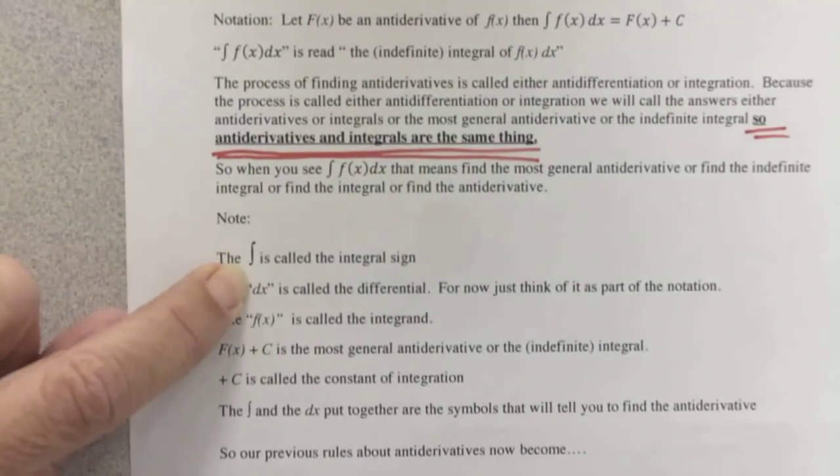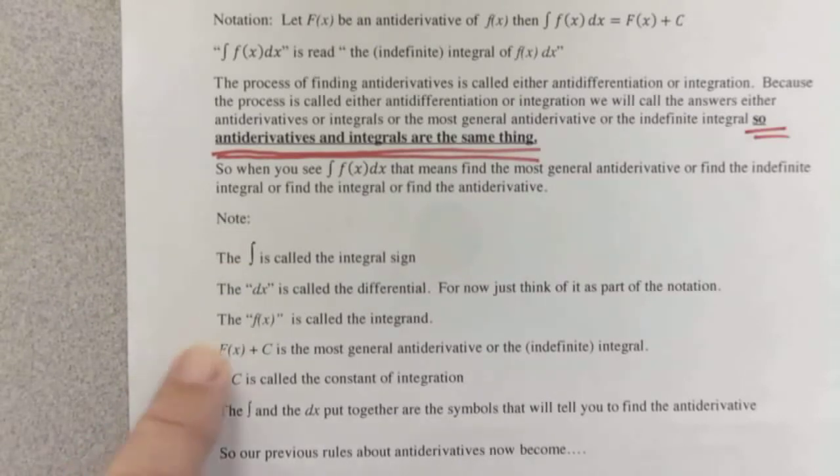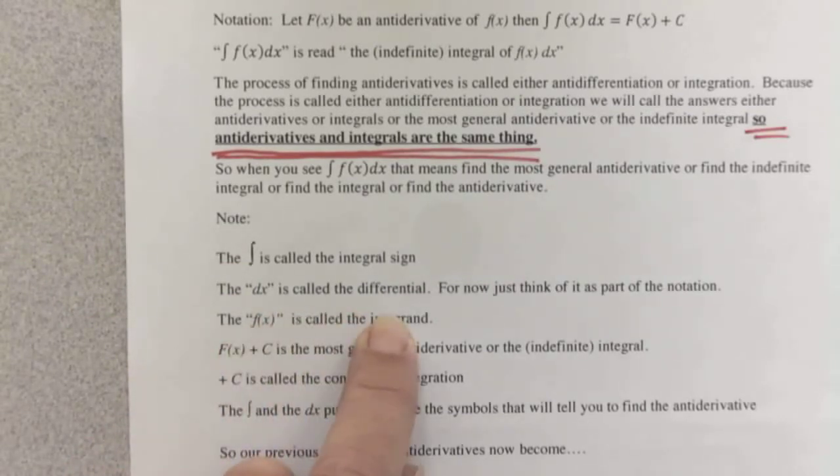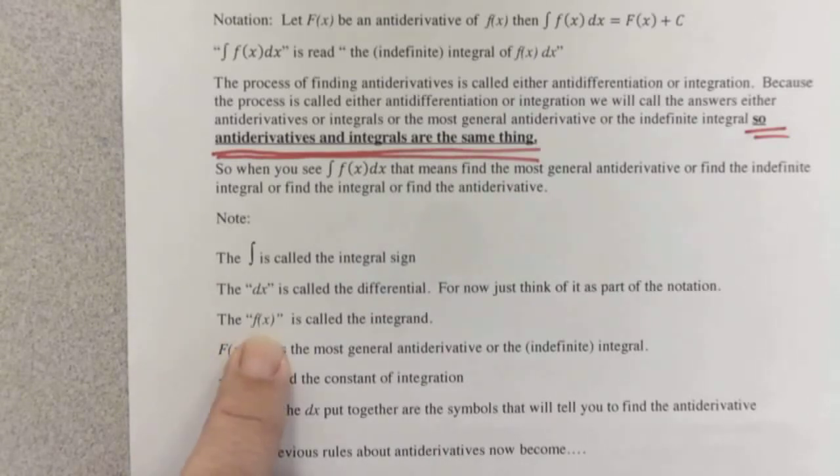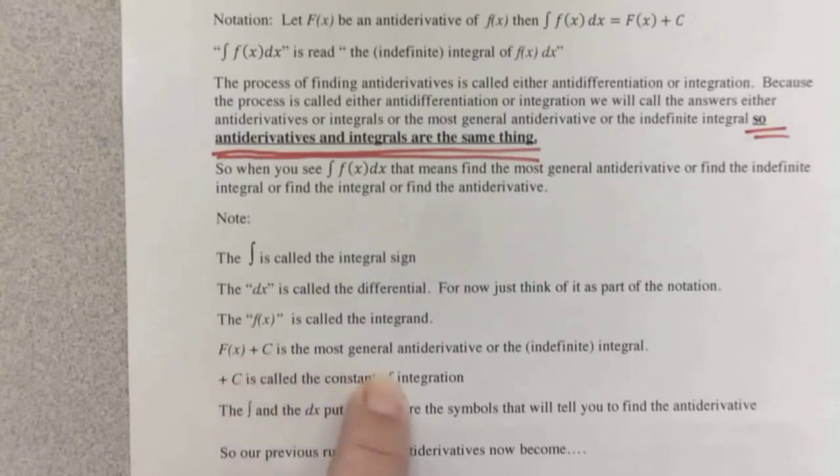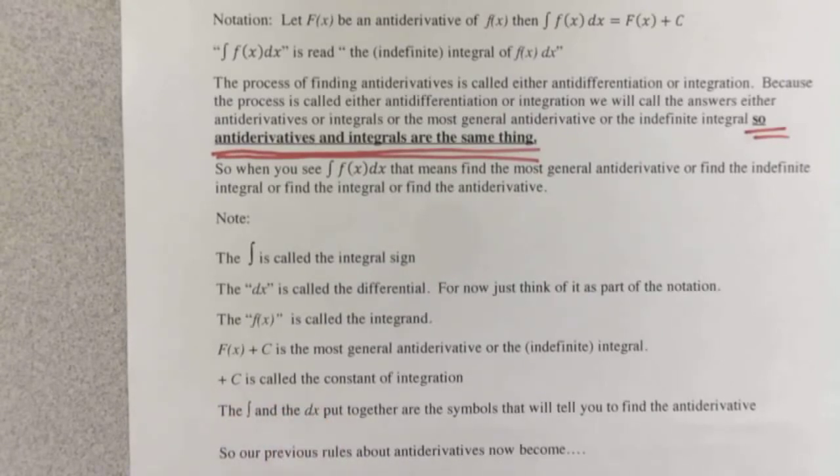So that is called the integral sign. It is an elongated s for reasons that we will talk about later. The dx is called the differential. For now, just think of it as part of the notation. The little f of x is called the integrand. The capital F of x plus c is the most general antiderivative, or the indefinite integral. The plus c is called the constant of integration.